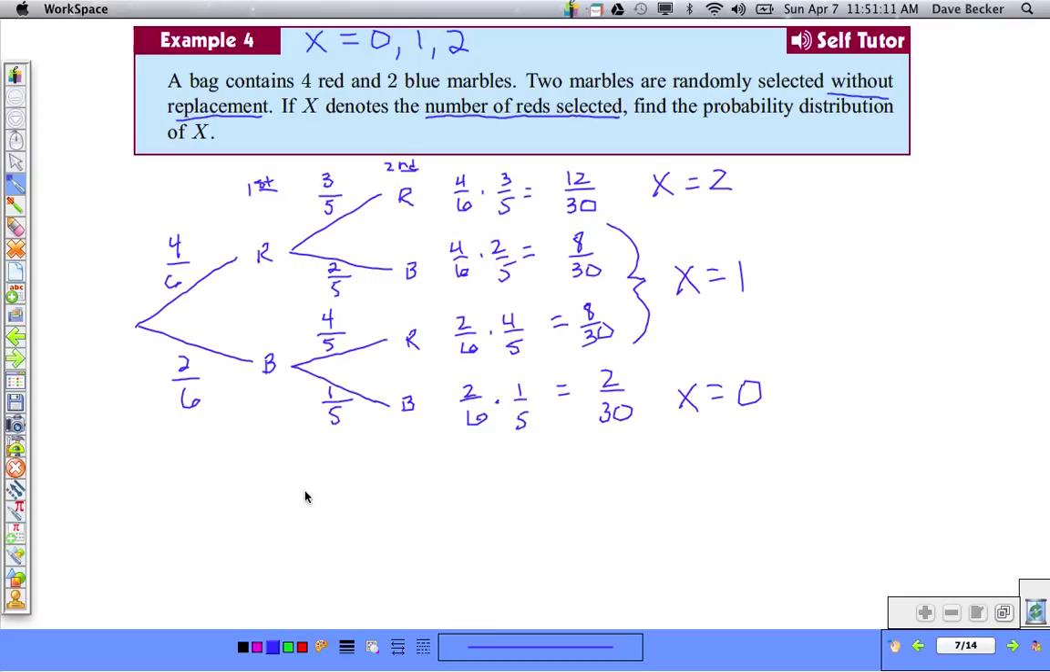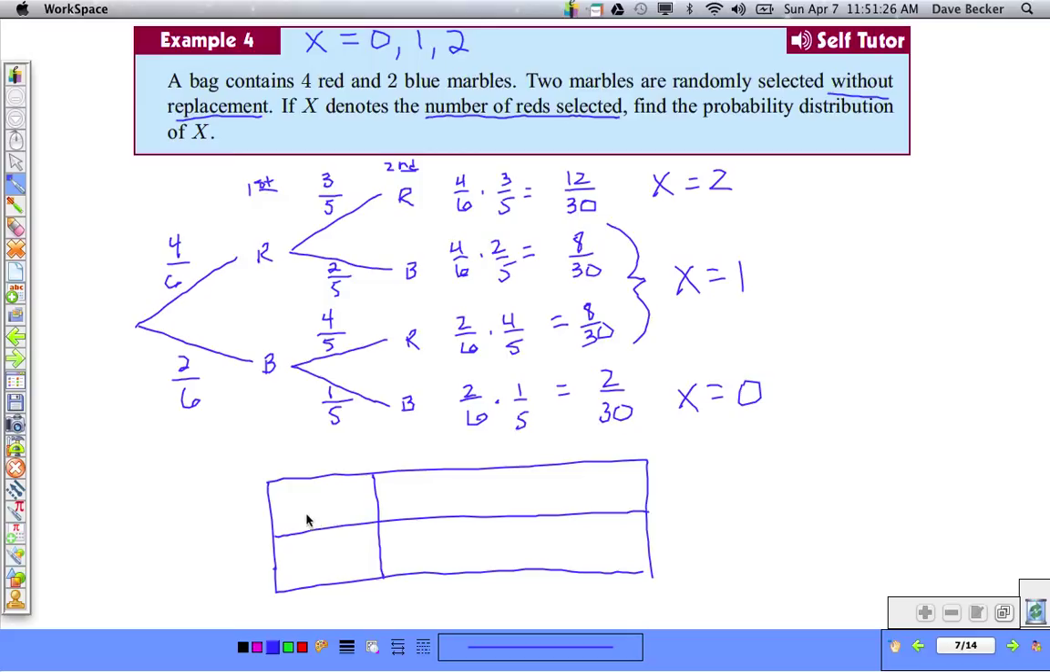I could do a graph. I'll just do a table real quick because it's easy to do. But the tree diagram would be good enough. A table is a little bit clearer, a little bit easier to see. Now, again, when you make a table, this should be a lowercase x, and then your probability should be capital X. Here go my outcomes: 0, 1, and 2.